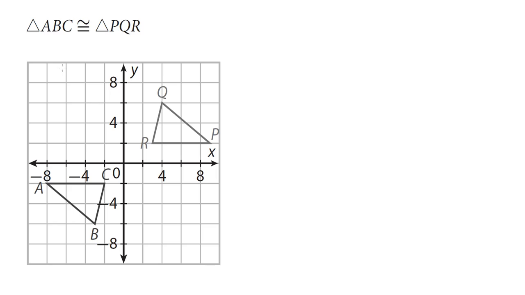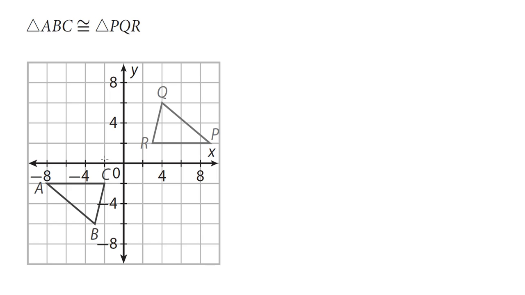So in this example, they're telling us that triangle ABC is congruent to triangle PQR. What we need to do is figure out what sequence of rigid transformations took place in order to map one triangle onto the other. Remember that this statement here is not only telling us that triangle ABC is congruent to triangle PQR, but it's also telling us that point A, or angle A, corresponds with point P, or angle P. And B corresponds with Q, and C corresponds with R.